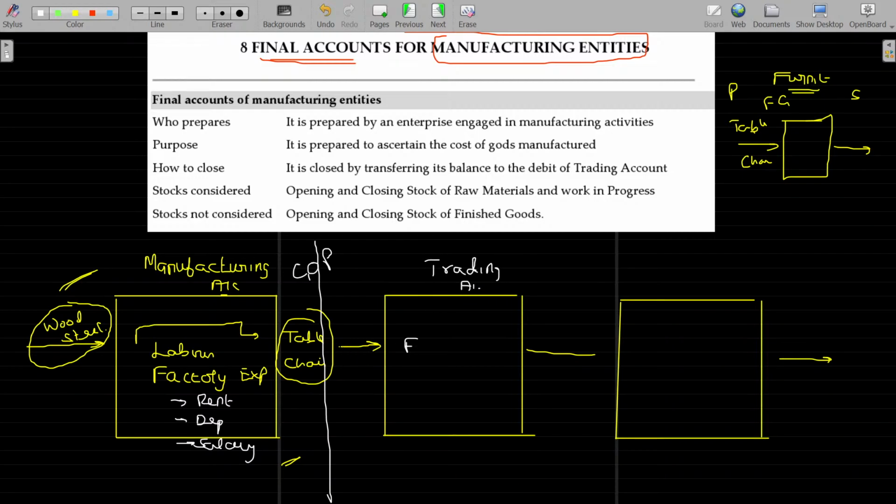The finished goods, the tables and chairs, will be transferred. And with the additional expenses like admin and showroom or sales expenses, the selling process happens. This process comes under the trading account. This process will come under P&L. So for the manufacturing company, the preparation of final accounts is now extended by one more subdivision called the manufacturing account. The manufacturing account resembles a normal trading account, but it is related to the factory. All the expenses related to the factory will be debited in the manufacturing account.